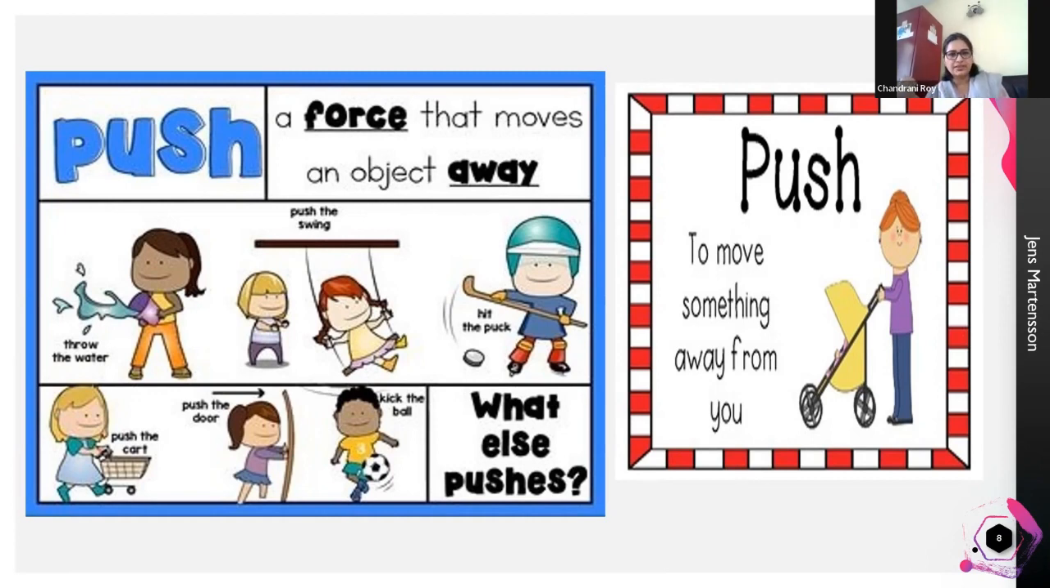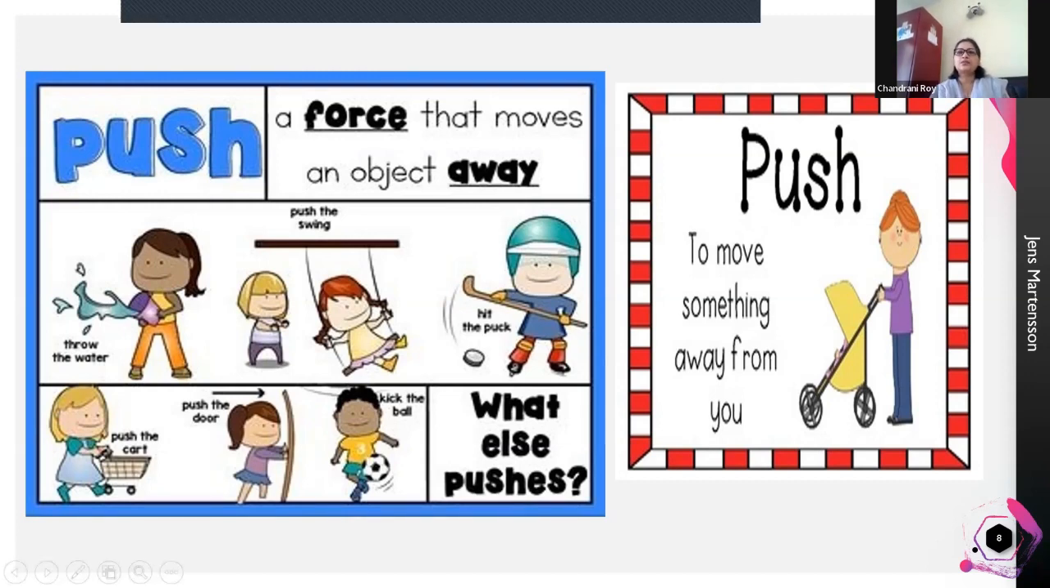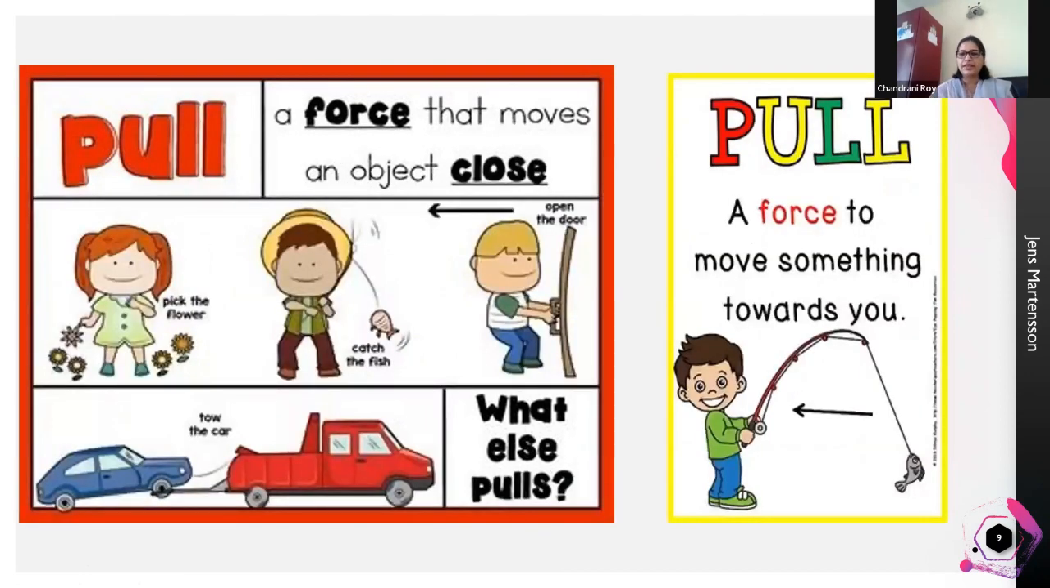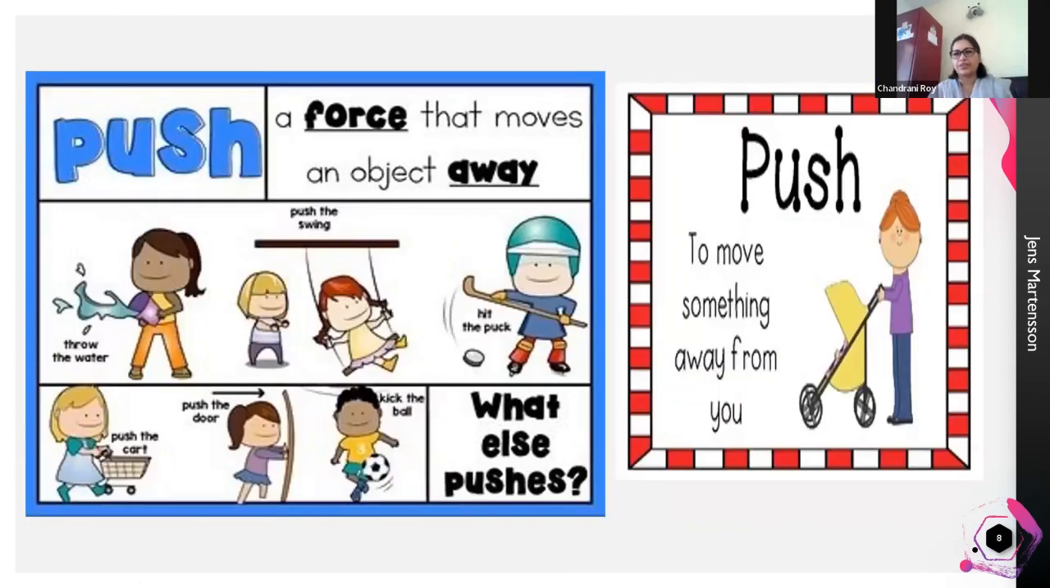And pushing and pulling, these are very common in the playground where children swing. So here, as you can see, the easiest way to understand what a push is is by telling them that a push is something that is moved away from us. So that's a push. Whereas a pull, on the contrary, is when we pull something towards us. A pull is a force which moves something towards us, whereas a push moves something away from us. So this is a very easy way for children to understand push and pull.